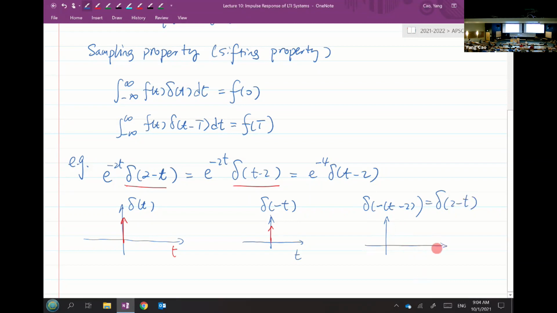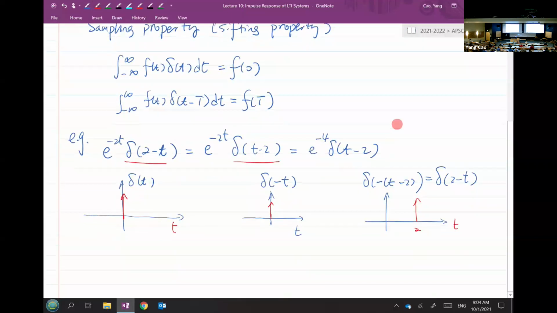So apparently, you have your shifted version of the impulse function to the right. And this is exactly the same as delta t minus 2. So if you plot delta t minus 2, you get exactly the same graph. That essentially gives you the sense of why this delta 2 minus t is the same as delta t minus 2.